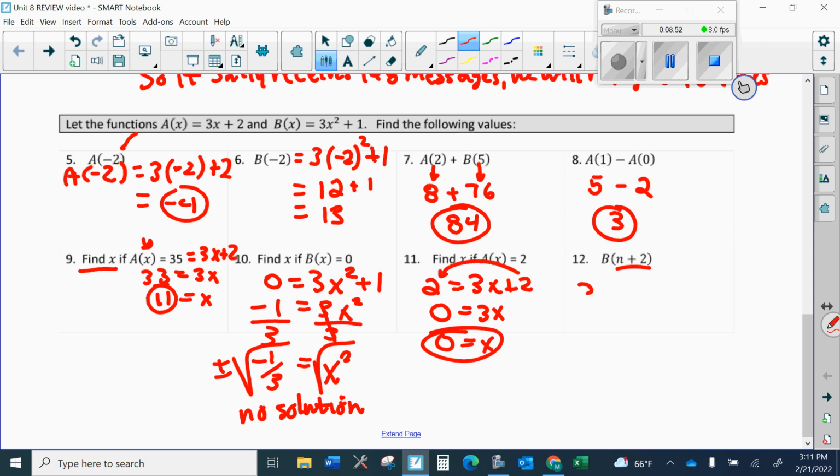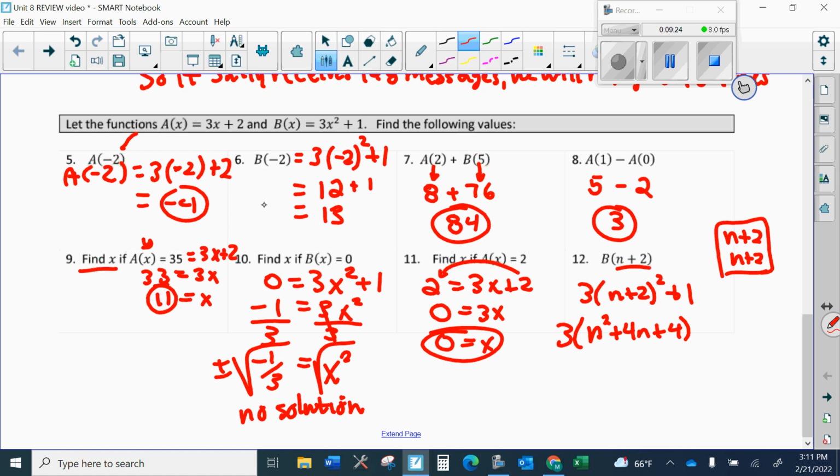So it says now 3 parentheses N plus 2 squared plus 1. And again, we have to remember order of operations. We have to do the squared first. So you can multiply it out, N plus 2 times N plus 2, or you can memorize the shortcut, which is square the first term, multiply the 2 terms together, and double it. So that's 4N, and then square the last term. And that's what you'd get if you multiplied it out like this right here. You get N squared plus 4N plus 4, and then we get a plus 1.